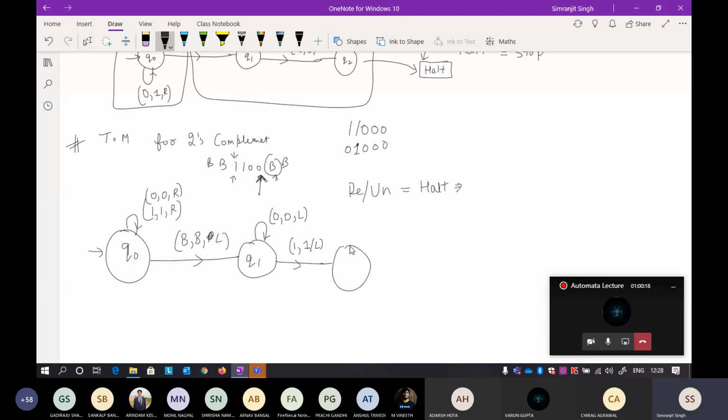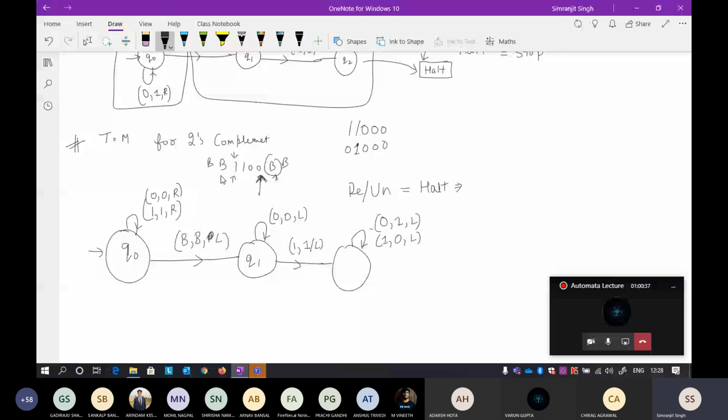Okay, so now everything will be changed. This is your one's complement. Where there is a zero, change it to one and move to the left. When there is a one, change it to zero and move to the left. I think your pointer will automatically reach a blank here.